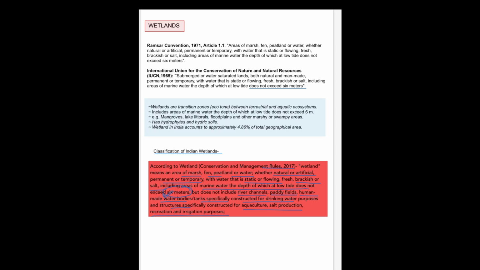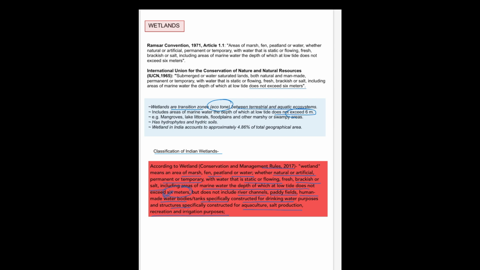In general, in simple terms, what are wetlands? Wetlands are transitional zones, ecotones, between terrestrial and aquatic ecosystems, and include areas of marine water of which the depth at low tide does not exceed 6 meters. Clear?